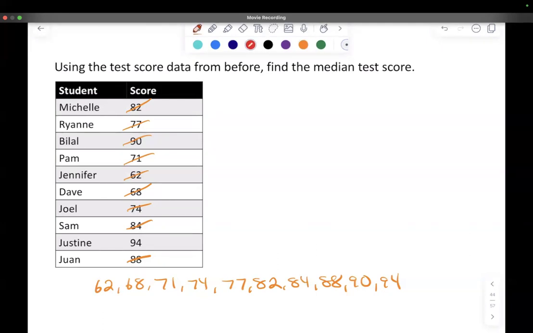So obviously it has to be between these two because this is halfway. And then you would do 77 plus 82 divided by 2. So your median, 79.5. Questions, comments, queries, concerns? Feeling okay about median?